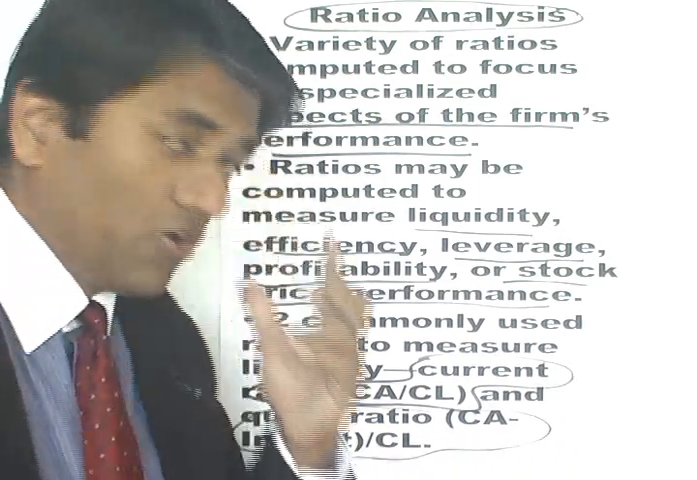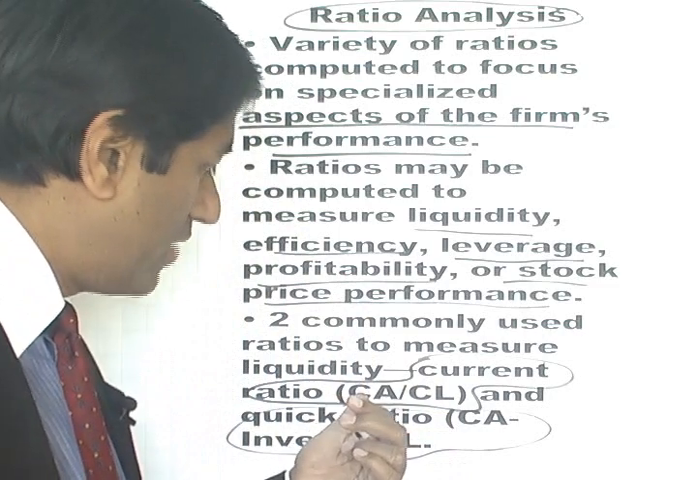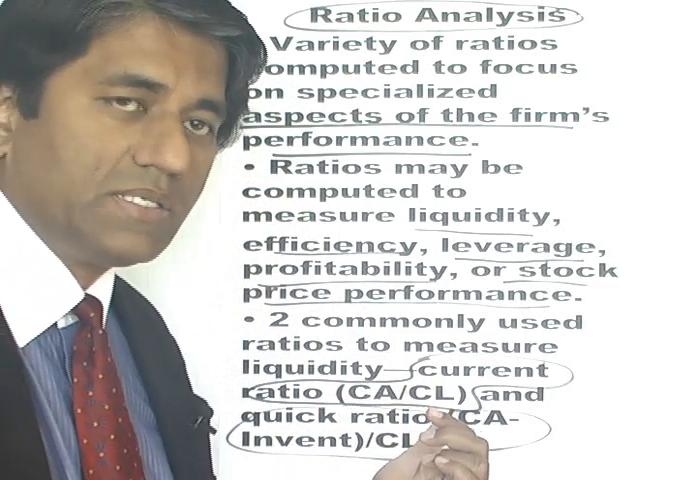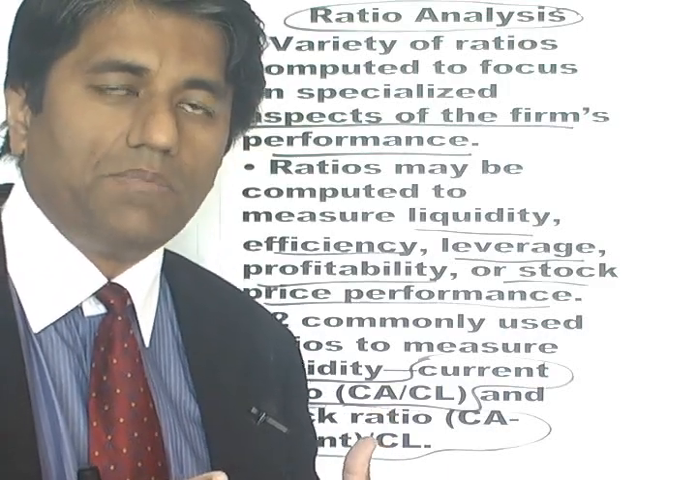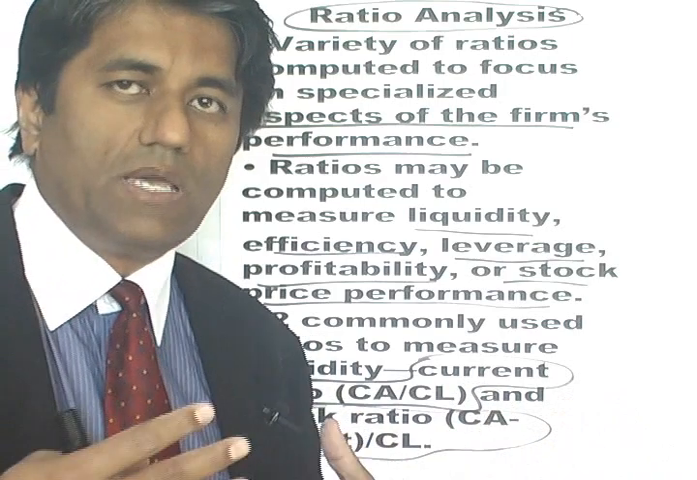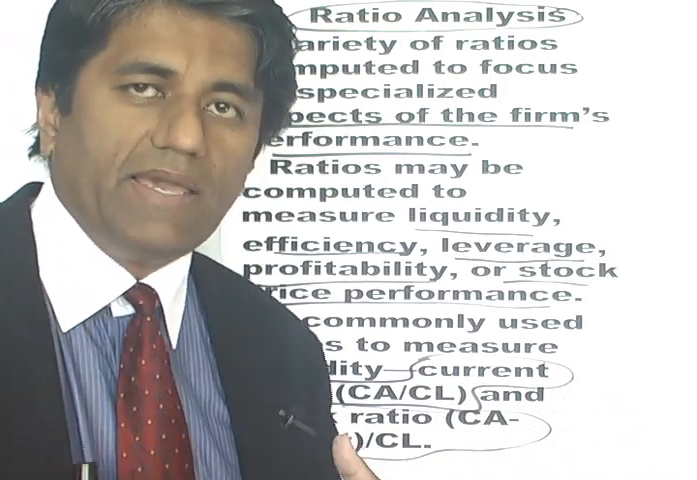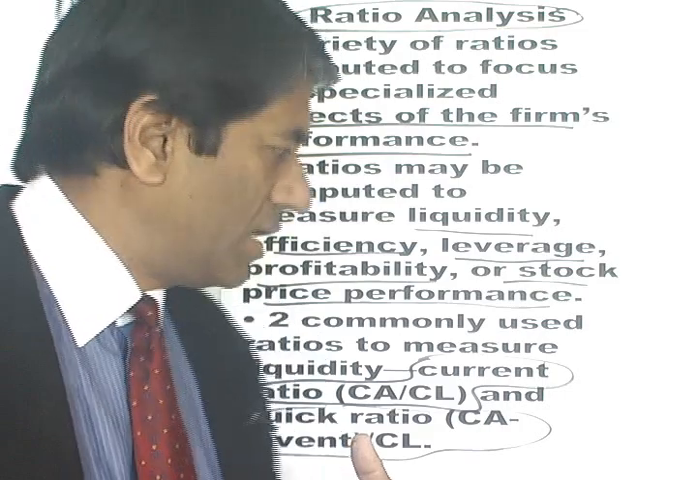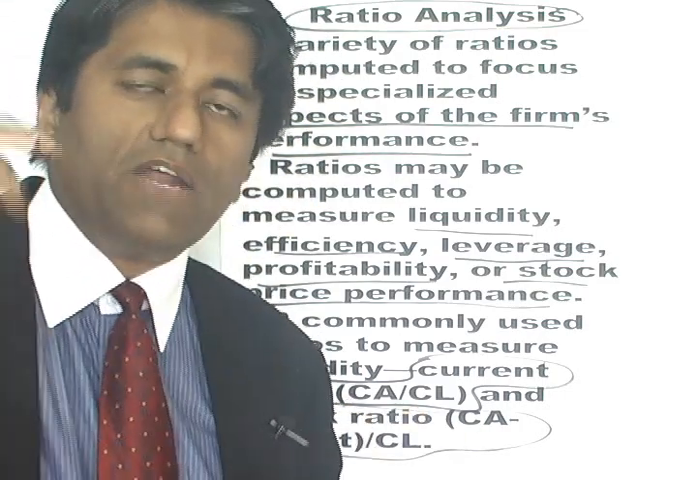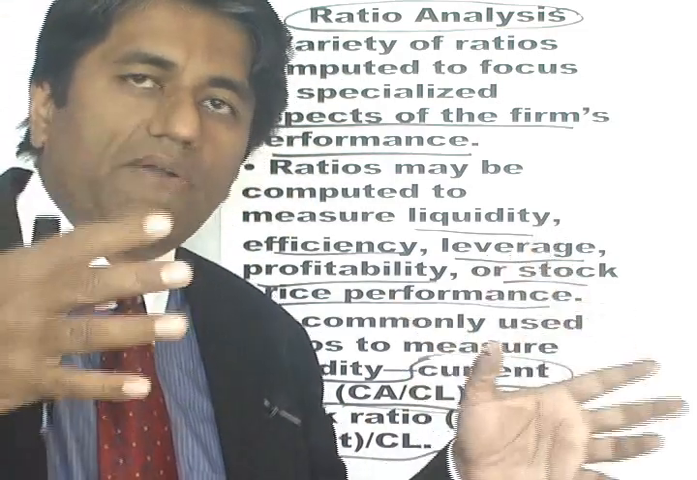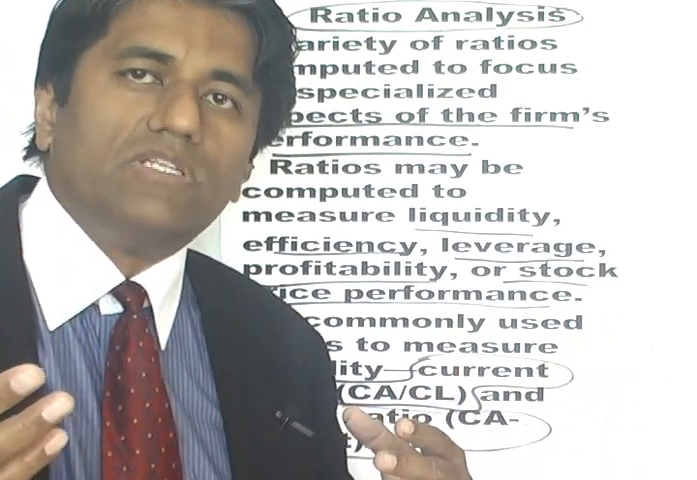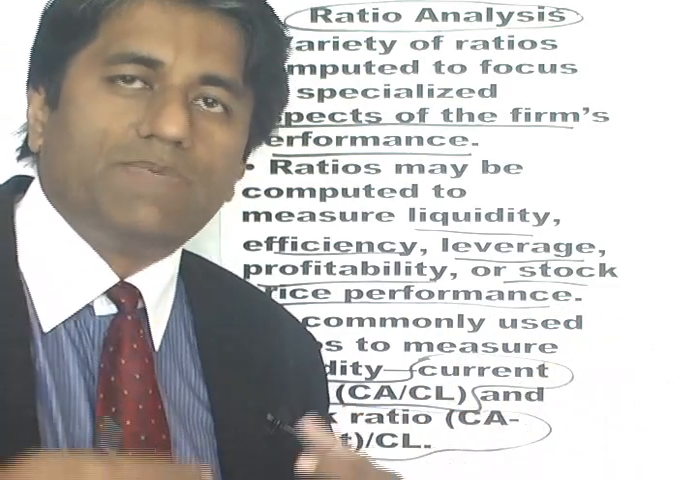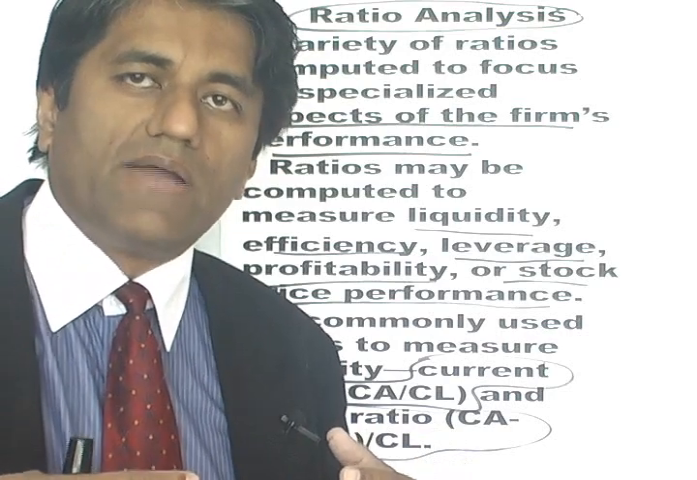Now the current ratio is current assets divided by current liabilities. What this ratio tells you is the ability of the firm to meet its short-term liabilities. If it's a larger number, it means current assets exceed current liabilities by a large amount. And that would imply that the firm is in a much better position to meet its current liabilities.